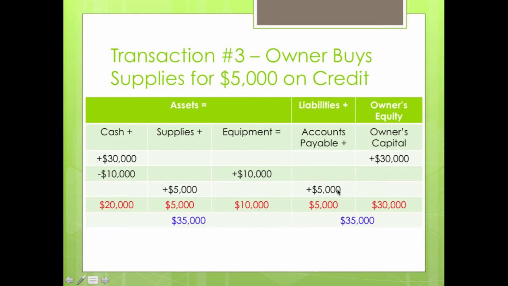For accounts payable, you owe now $5,000 in credit, so you make sure you record that under accounts payable. And owner's capital remains the same, so we leave it at $30,000. Then the last thing we need to make sure is that our equation is balanced. So we need to make sure that assets equals liabilities plus owner's equity. So we have assets is $20,000 plus $5,000 plus $10,000, which is equal to $35,000. And liabilities plus owner's equity is $5,000 plus $30,000 equals $35,000.